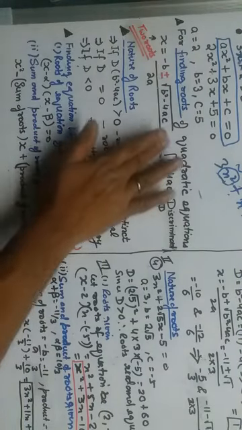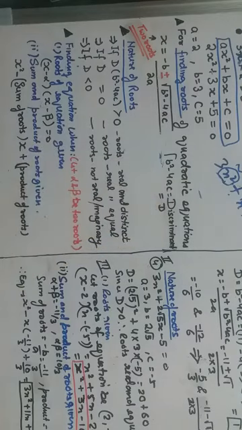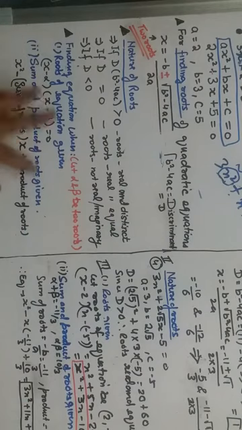Now next, if roots are not given, we have to find the equation when the sum of the roots is given and the product of the roots is given. The formula for this is x square minus sum of the roots into x plus product of the roots.